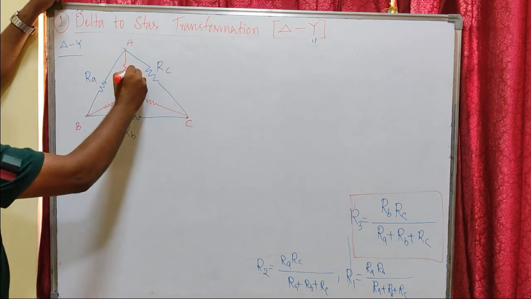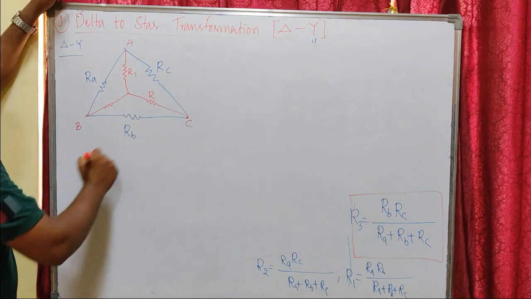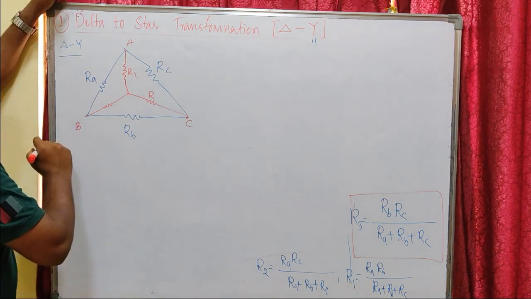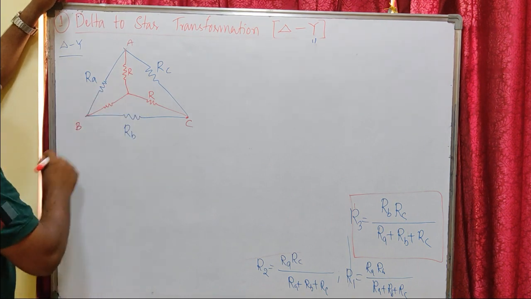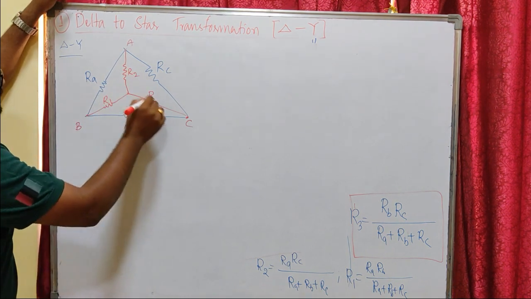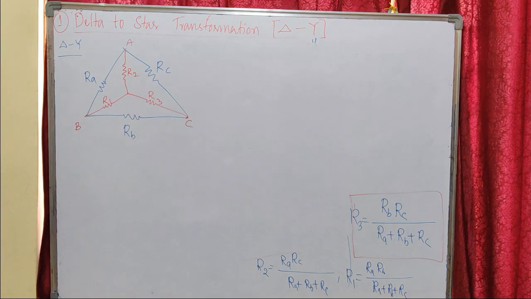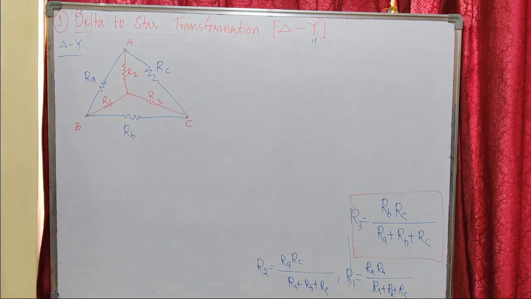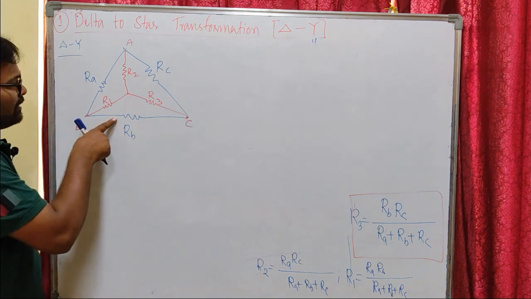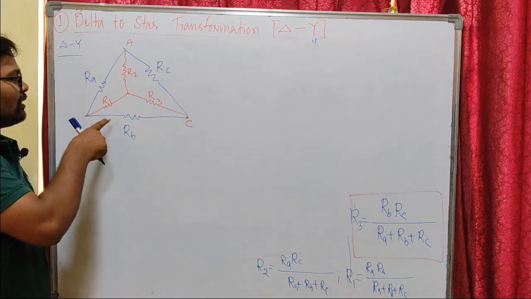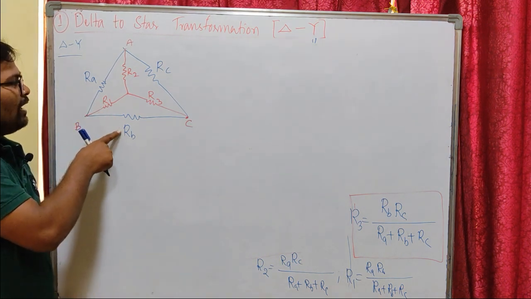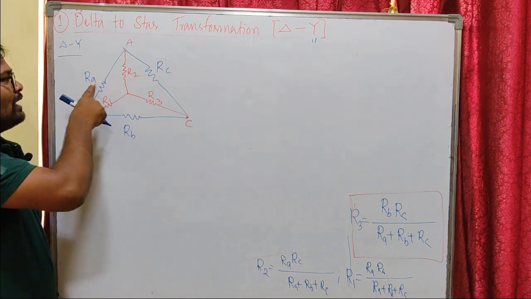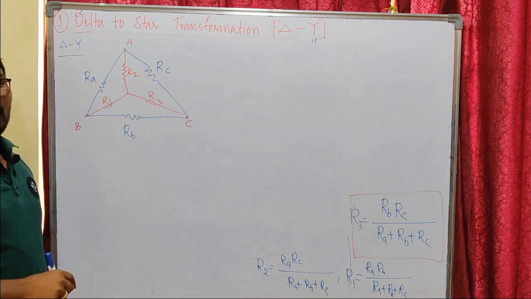So this is R1, this has R2, sorry, this has R1, this has R2, this has R3. So we have RA, RB, RC in delta connection and R1, R2, R3 in star connection. We are going to transform this delta into star. That means we are going to write R1 in terms of RA, RB, RC, and R2 in terms of RA, RB, RC, and R3 in terms of RA, RB, RC.